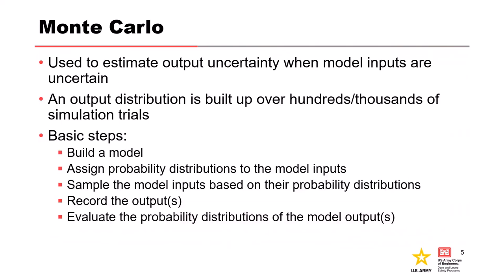So the general purpose of Monte Carlo is to estimate uncertainty in model outputs when model inputs are uncertain. An example of this is, of course, the flow frequency curve, because there's definitely uncertainty in the probability distribution of that given the data. The idea with Monte Carlo is that we can get an unbiased representative group of samples from a large range of possibilities if we allow the simulation to evolve randomly. And we need to sample like hundreds of thousands of times to build a good output. So the basic steps: you build the model and assign it a probability distribution, you sample the model inputs based on that distribution, and then you record your outputs and repeat over and over and over and over.